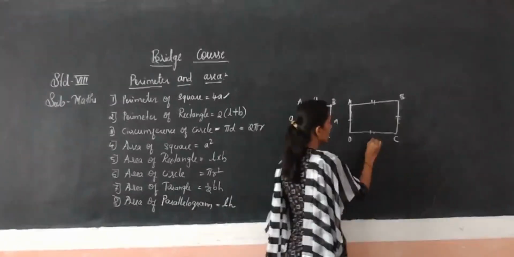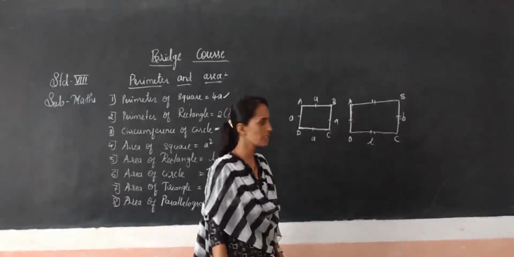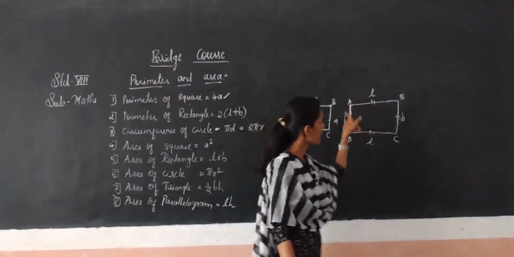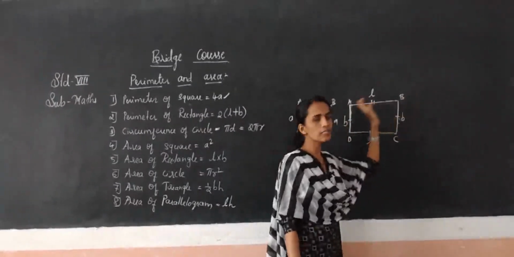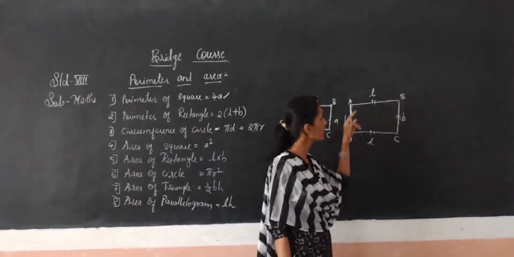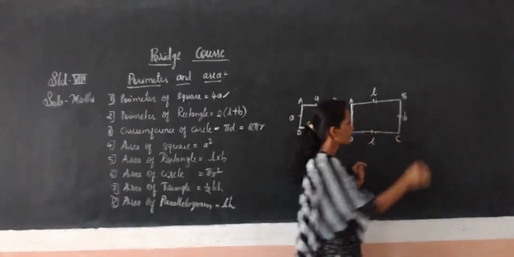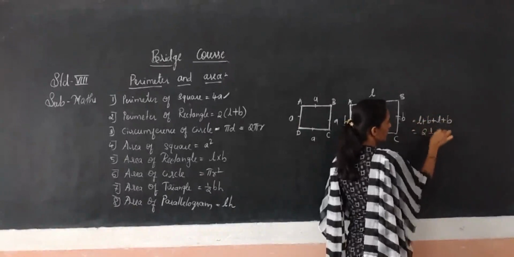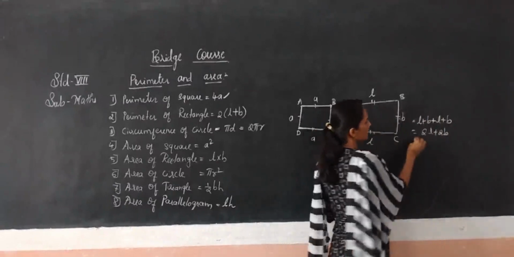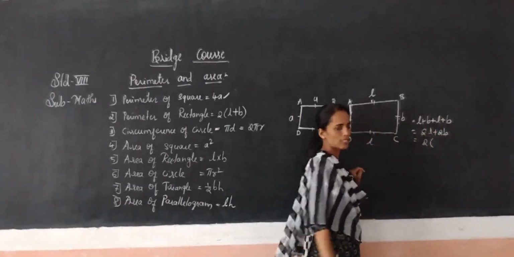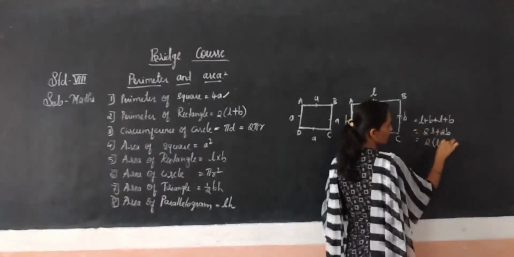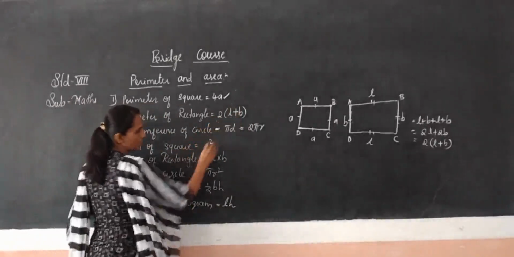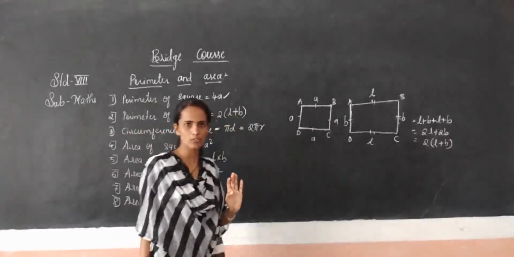So if you take the length as L and breadth as B, here AB will be L and AD will be B. Then the perimeter of this rectangle will be the sum of all sides: L plus B plus L plus B. That means 2 times L and 2 times B, so 2 times L plus 2 times B. Like that you can write, otherwise you can take 2 common, which remains 2 times L plus B. So the perimeter of the rectangle will be 2 times L plus B. L means length, B means breadth of the rectangle.